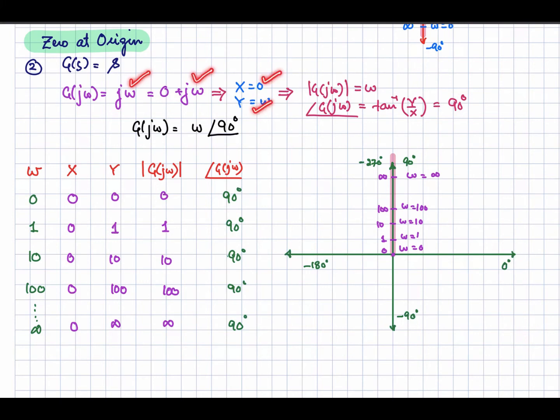This is the real part, this is the imaginary part, so its magnitude is this one, and the phase can be calculated with the help of this expression, and phase will be equal to 90 degrees in this case. So this is our sinusoidal transfer function.